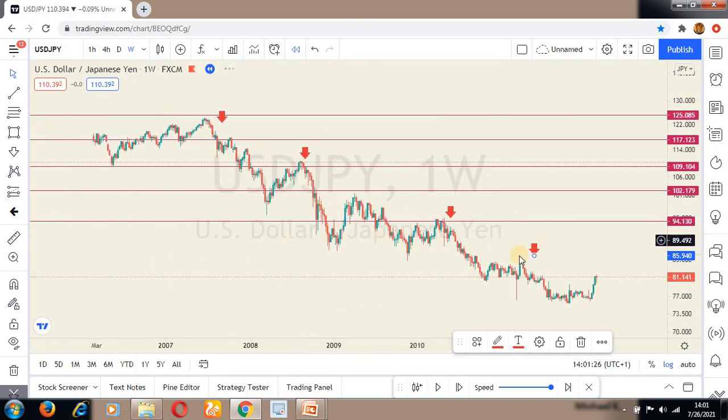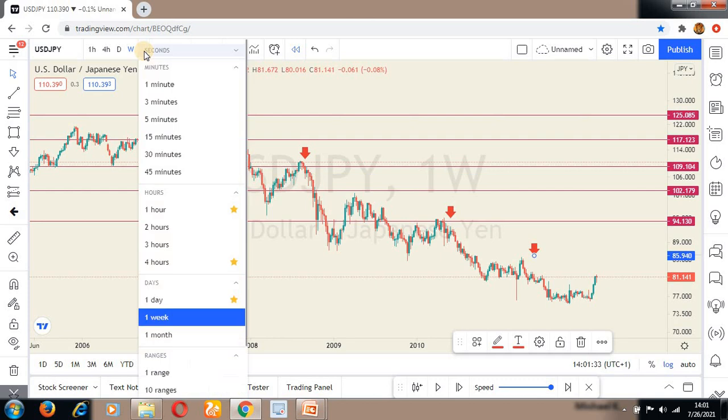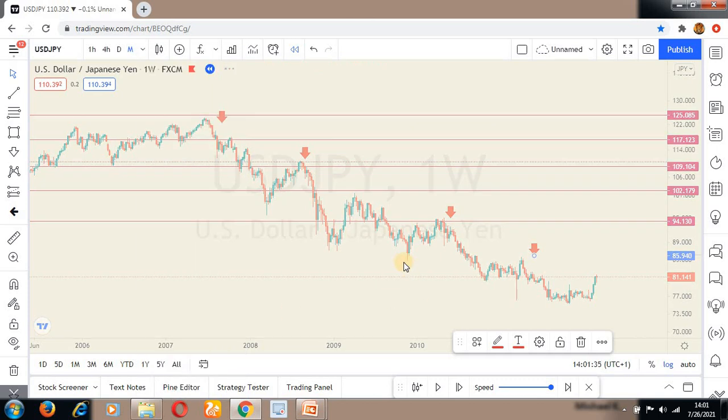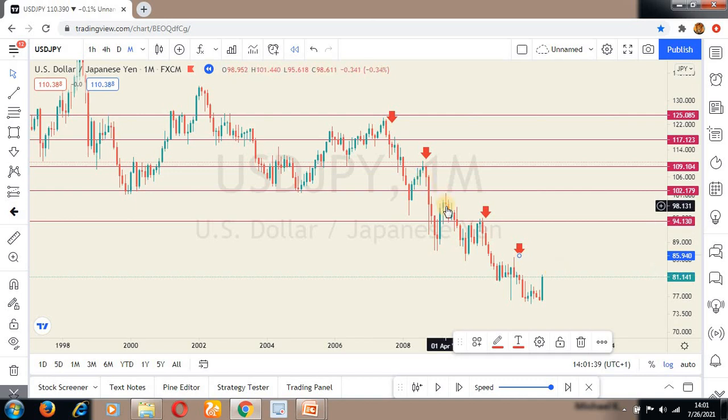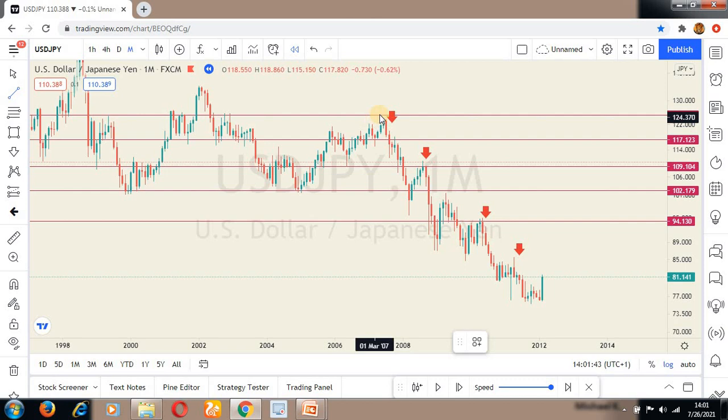Now look at this. This is a swing, this is a swing, this is a swing, this is a swing. So for clarity, let's go back to the monthly time frame so it's easier for us to plot. Now that we have our swings, what we need to do is pick your line and try to join these swings.